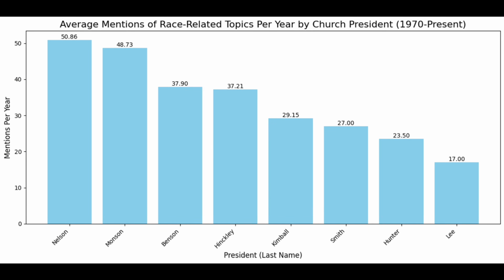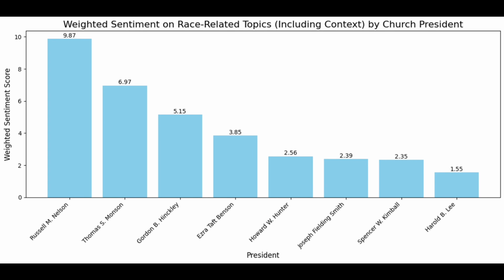So as we can see, the average mentions of race-related topics is on the rise, especially with President Hinckley, President Monson, and President Nelson. So this is weighted sentiment score, which gives greater weight to more mentions of race-related topics. I had a normal graph for just sentiment score as well, but I don't know where it is, so this will have to do for now.